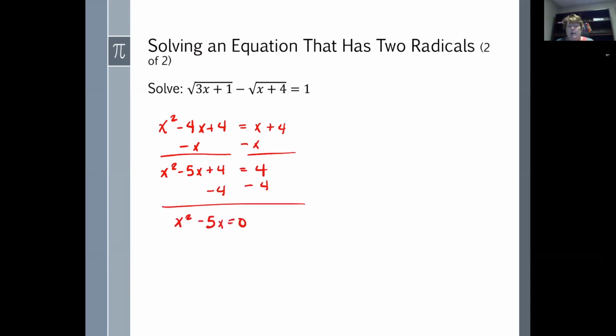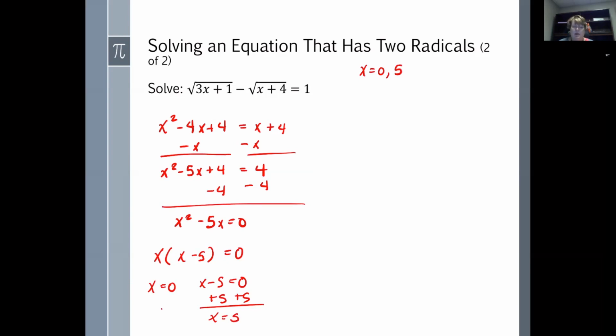And that doesn't bother me. Sometimes we get tense when the constant term goes away, but to factor a binomial that doesn't have a constant, just factor out the greatest common factor, which would be x. Set each factor equal to 0 and solve the resulting linear equations. So the two solutions I get are 0 and 5.